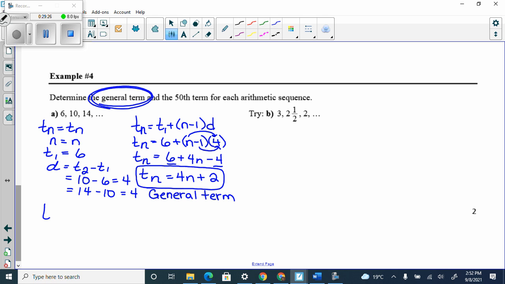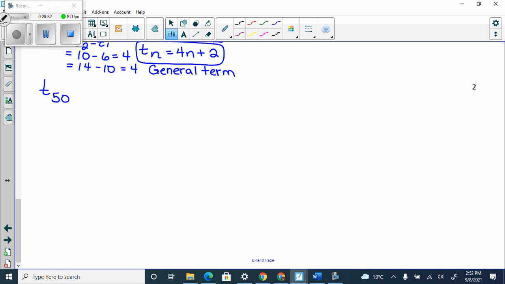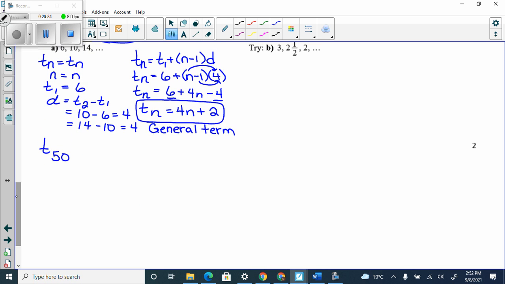Term 50 is T50, correct? The formula I have for my general term is Tn equals 4n plus 2. What's in the n spot? 50. So I just filled 50 in for all my n's. Now that I have the general term, T50 equals 4 times 50 plus 2.